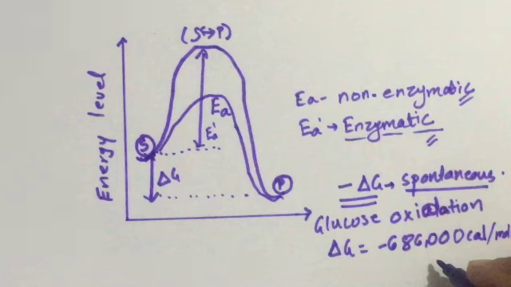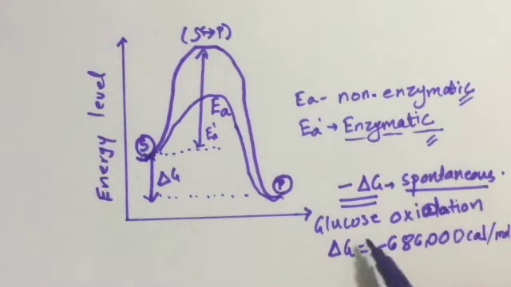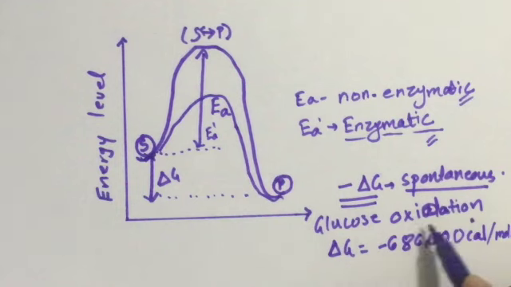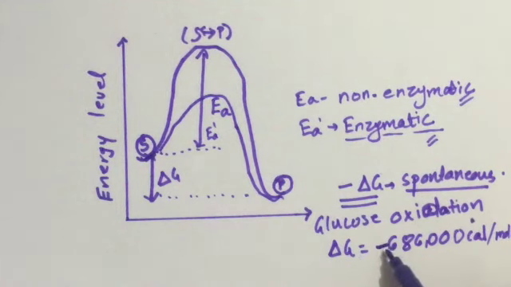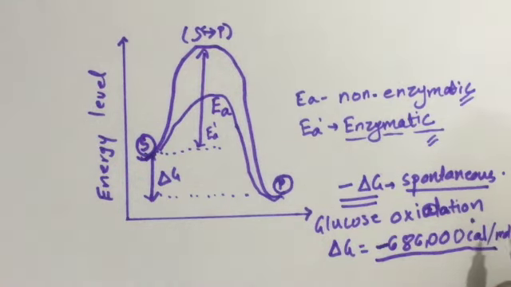but if we take help of the enzyme, then only oxidation of glucose will take place. Though the delta G of oxidation of glucose is negative, it is not going to take place at a physiological rate. At physiological state, it is only going to happen when there are enzymes present.